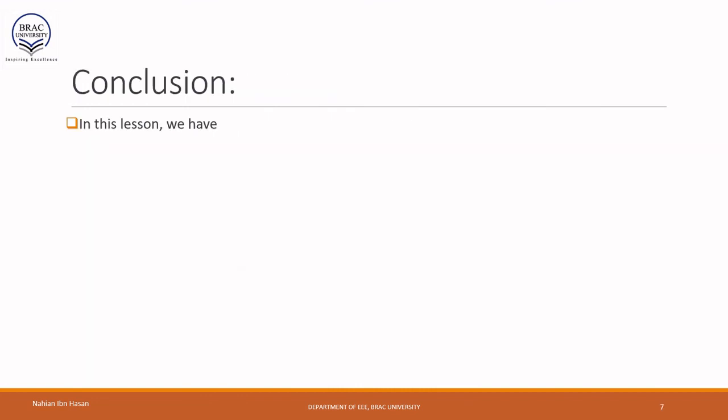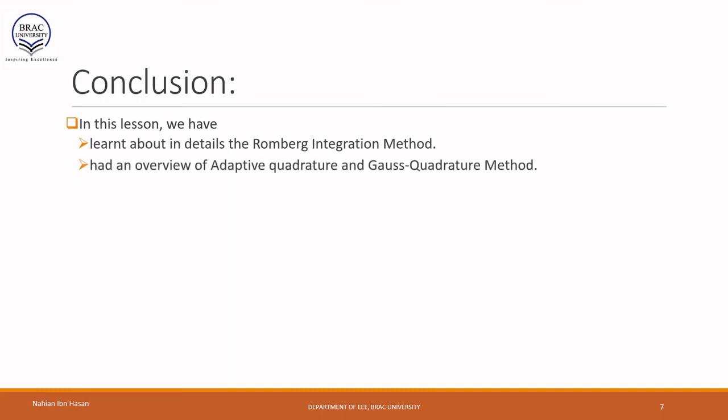You can easily apply the basic ideas of Newton-Cotes formulas, and with a slight modification you can apply the ideas to such integration variables, that means the improper quantities. So in this lesson we have learned about the Romberg integration method. We have seen the basic ideas of adaptive quadrature and Gauss quadrature methods, and we have seen how you can approach the improper integrals using the basic ideas.